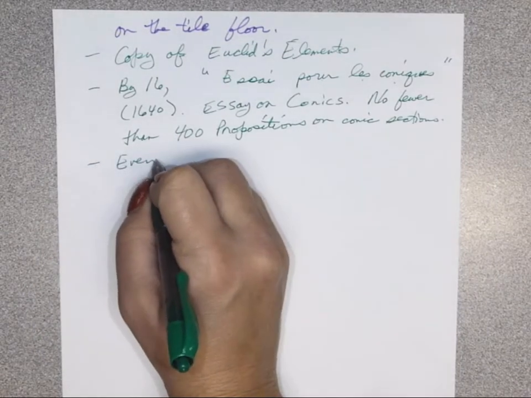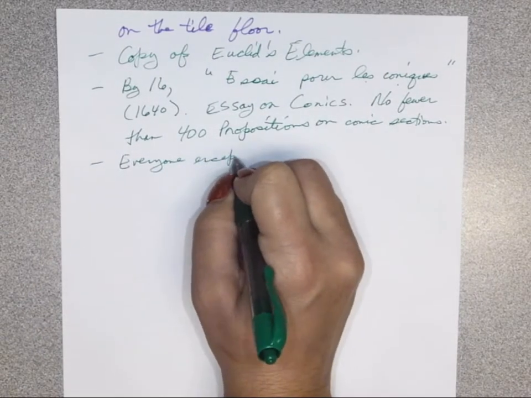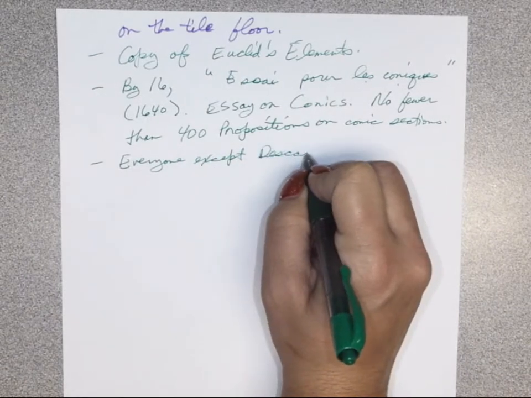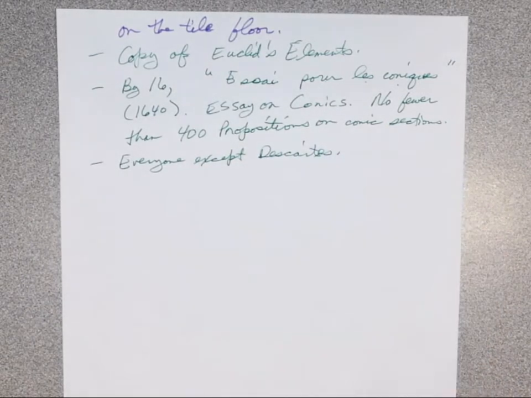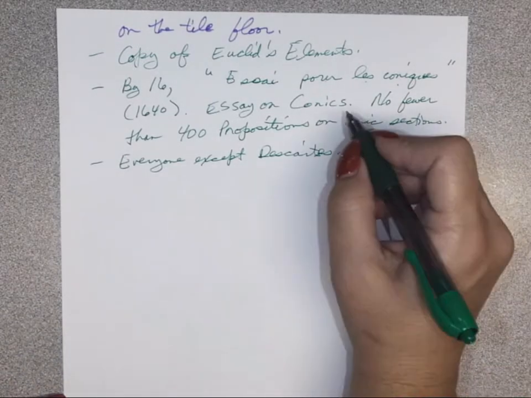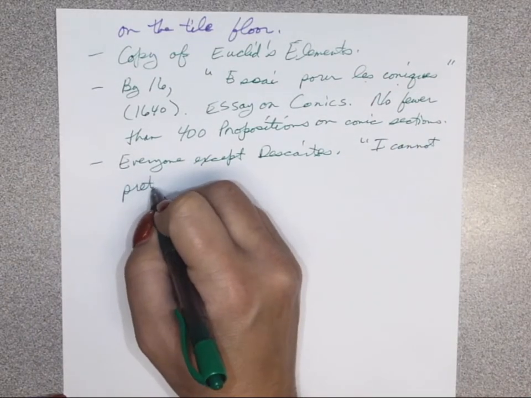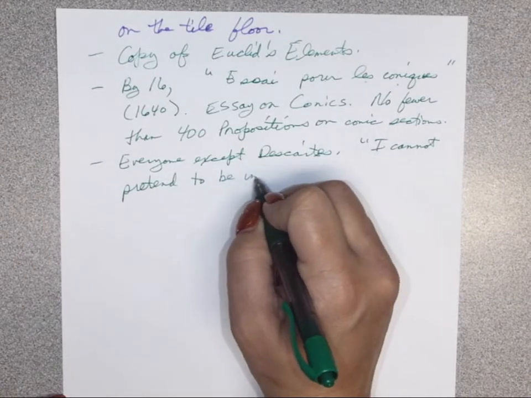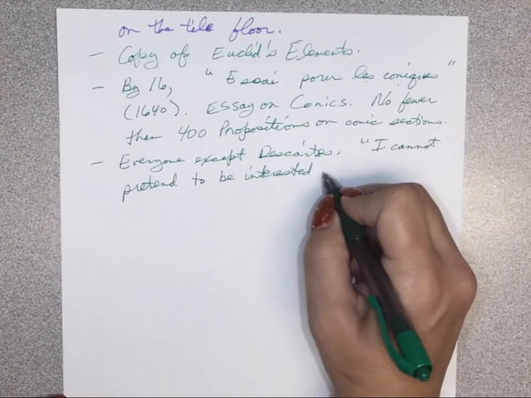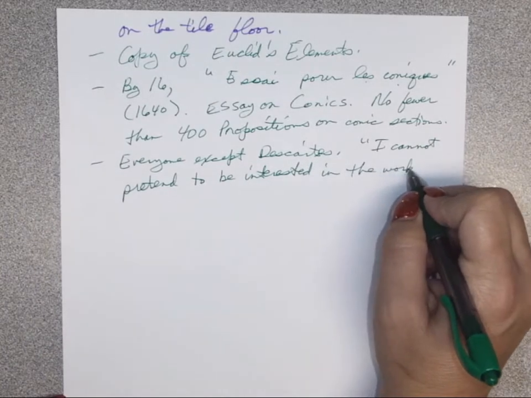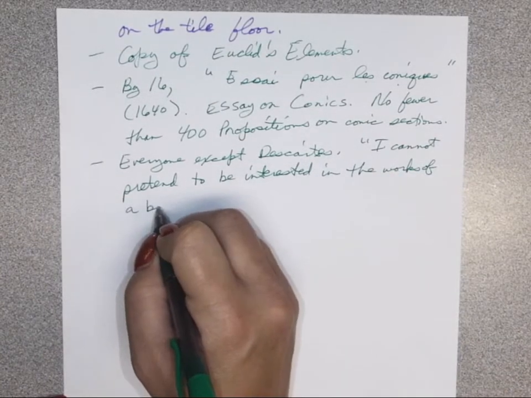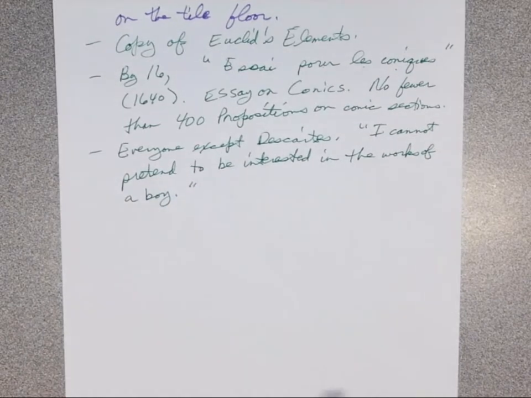Everyone except Descartes, which is interesting. And basically what Descartes said is that I cannot pretend to be interested in the works of a boy. He's too young. Who cares what he is doing? Okay, that's what Descartes said about that.